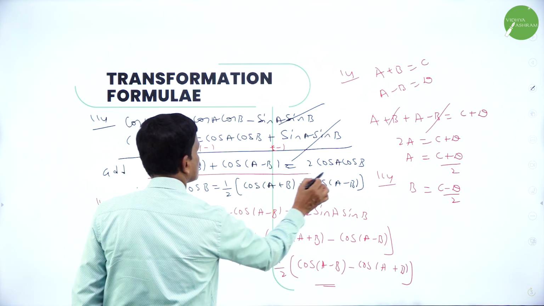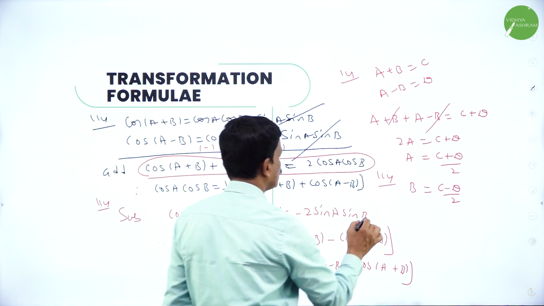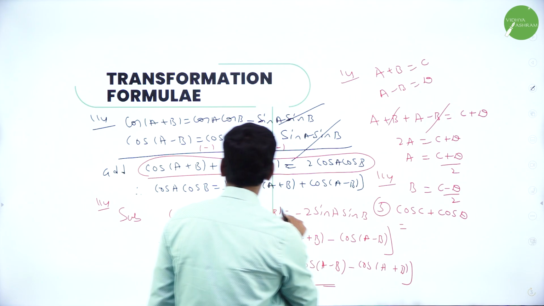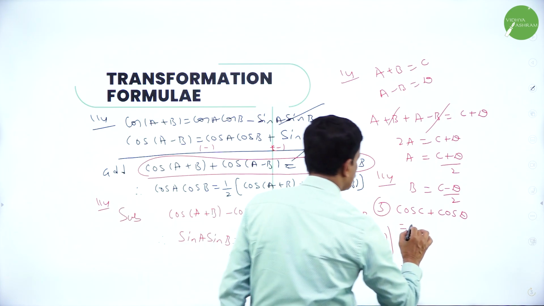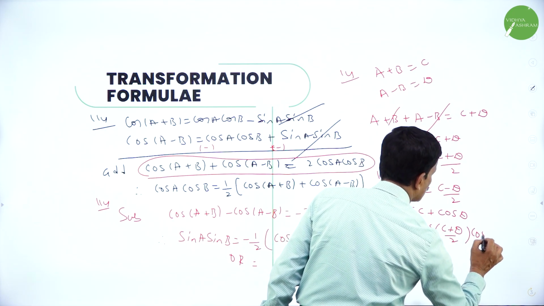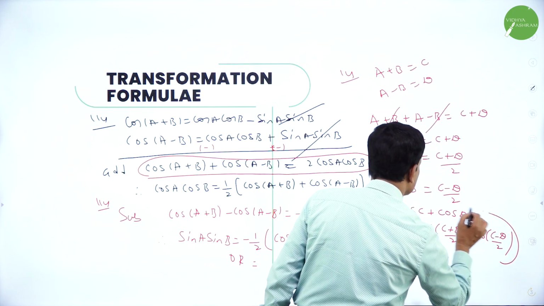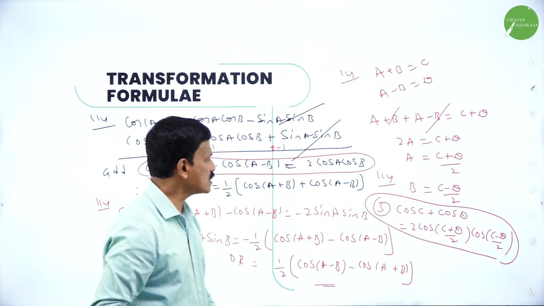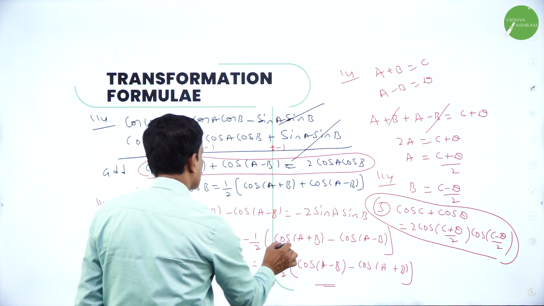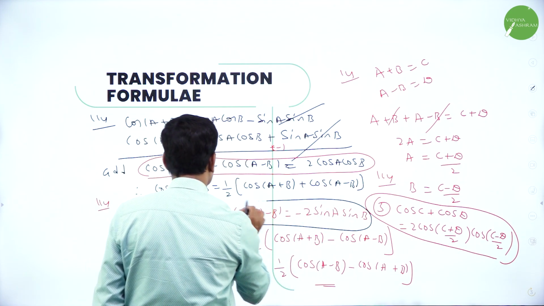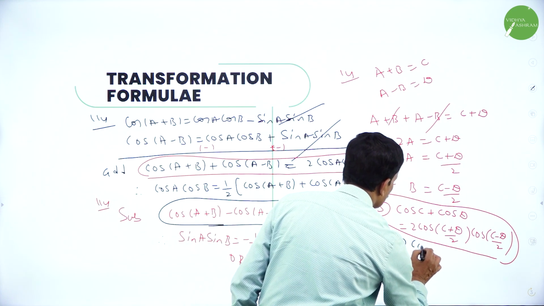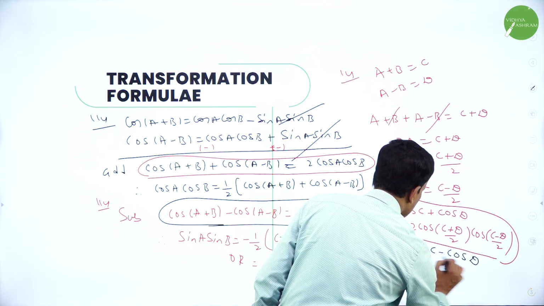Similarly, from this, what will we get here? Cos C plus cos D. The third one I will write here: cos C plus cos D can be written as 2 cos (C+D)/2 into cos (C−D)/2. This is another formula. Similarly, here, if A plus B is replaced by C and A minus B by D, what will we get? The fourth one we are going to get is cos C minus cos D.